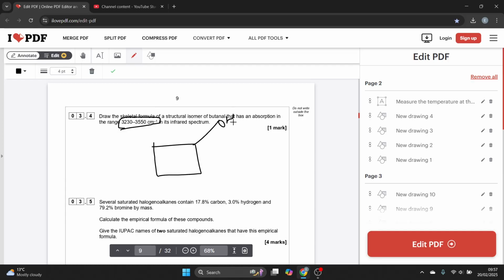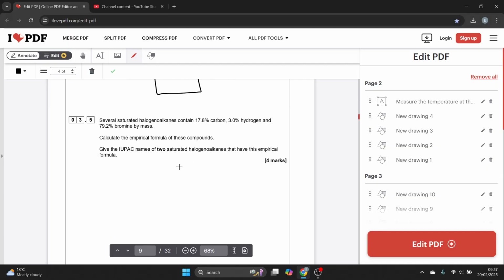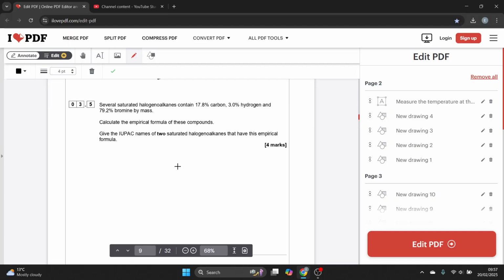OH, yeah. A saturated halogenoalkane contains this much carbon, hydrogen and bromine. Calculate the empirical formula of this compound. So carbon to hydrogen to Br, 17.8 divided by 12, to 3 divided by 1, to 79.2 divided by the Ar of bromine, which I don't know, which is 79.9.